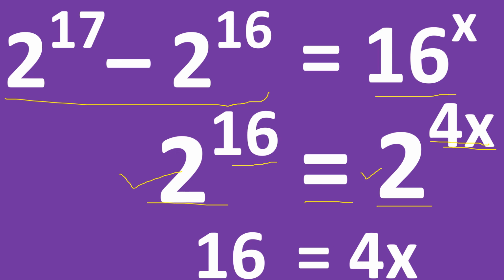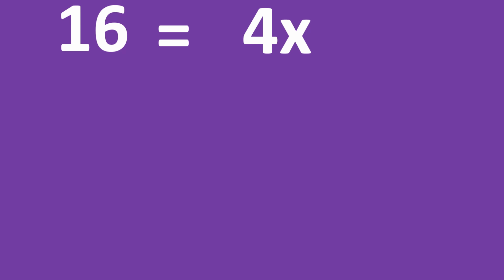So we have 16 is equal to 4x. We can solve for x by simply dividing through by 4. If we divide the right-hand side by 4, we will eliminate the 4 and be left with the x. And that's our objective. So if we divide the right-hand side by 4, we will also need to do that to the left-hand side. That is, we'll divide the left-hand side also by 4.